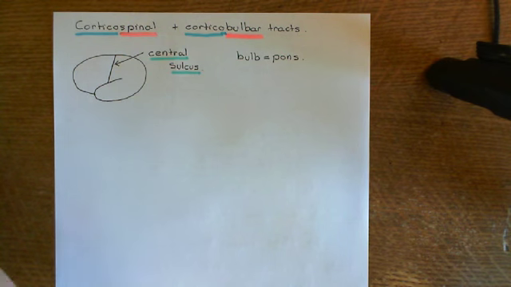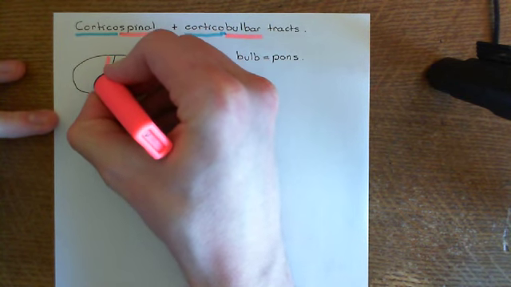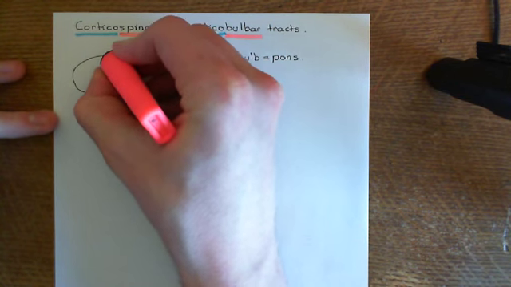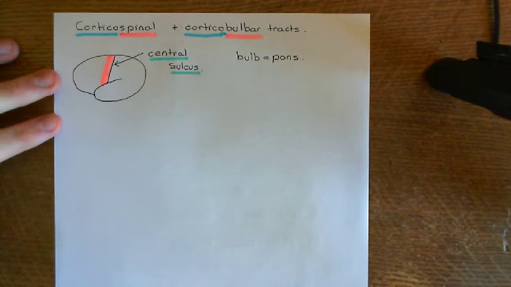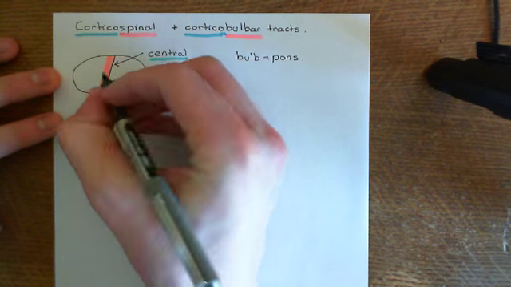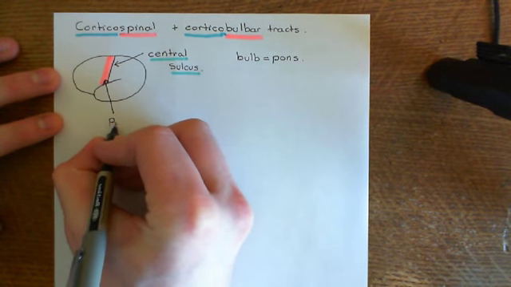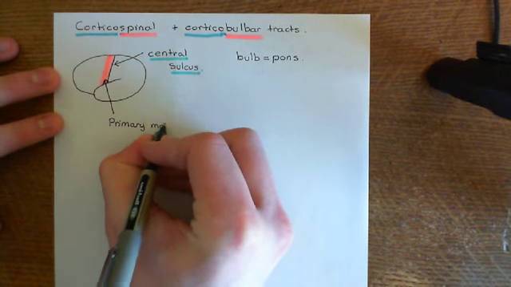Okay, particularly the portion that is right in front of the central sulcus, which I'm now going to colour in red. This portion sitting right in front of the central sulcus is going to be important in the motor system, and it's going to be extremely important in the pathology of amyotrophic lateral sclerosis. This portion of cerebral cortex is known as the primary motor cortex.